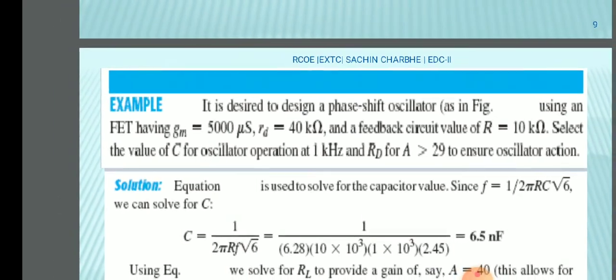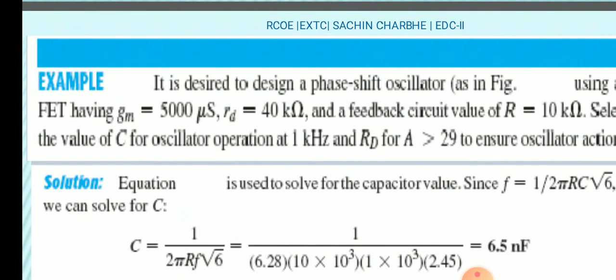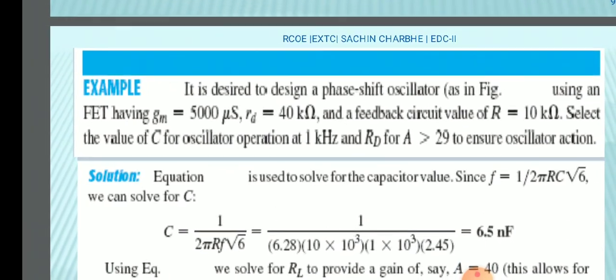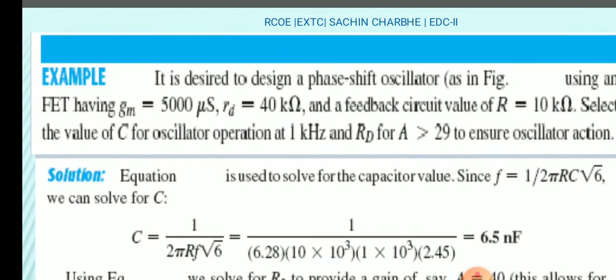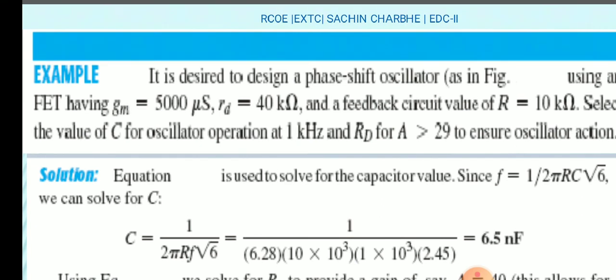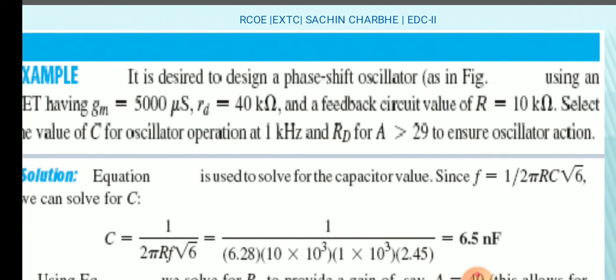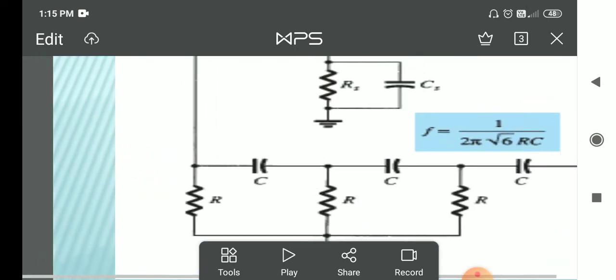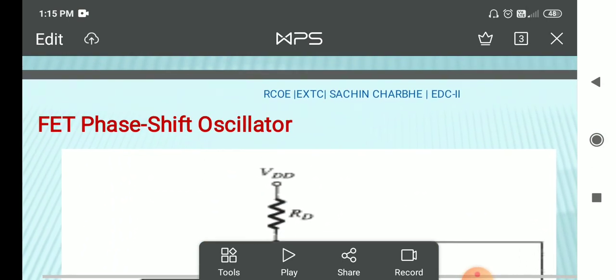Next we will take one example, dear student. In this type of example, maybe there should be some data changes. This example is based on the FET amplifier with phase shift oscillator, that is, it is desired to design a phase shift oscillator as in figure. So you can refer to this FET with RC phase shift oscillator.